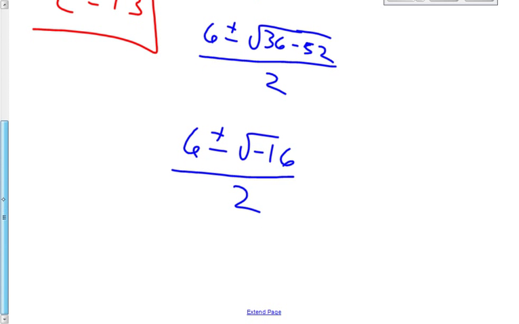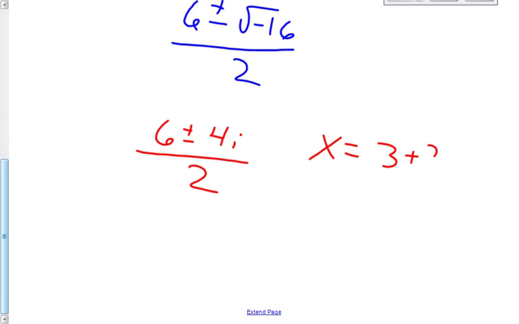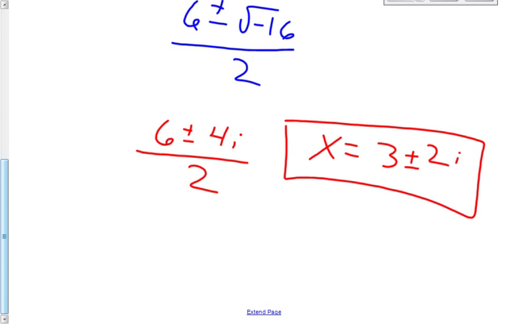And remember what the square root of a negative number is. It's imaginary. So the square root of a negative 16 is 4i. That divided by 2. And then don't forget to reduce. So x equals 2 different roots, 3 plus 2i and 3 minus 2i. That should have been your answer for problem number 6.